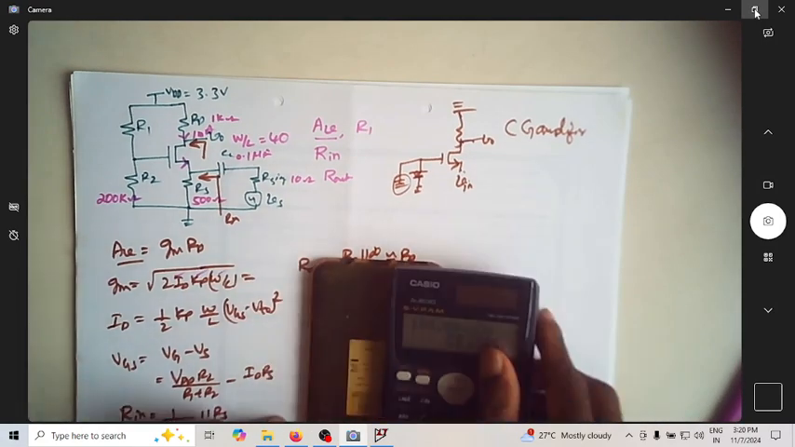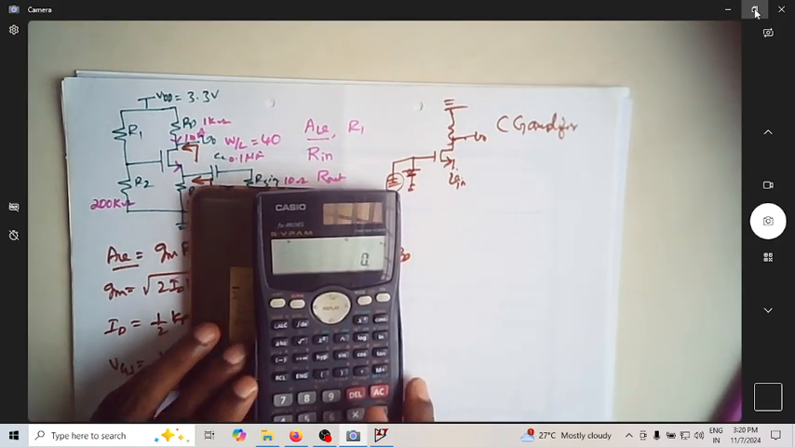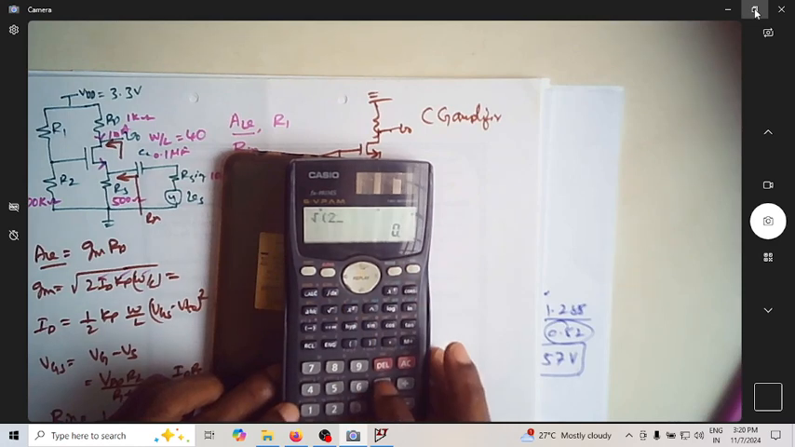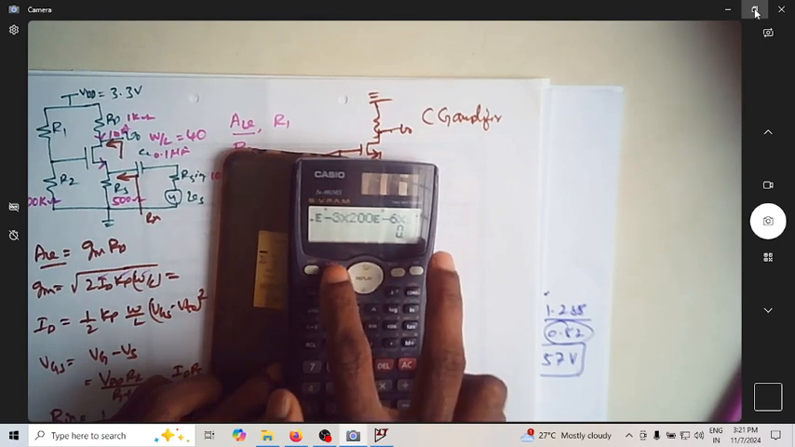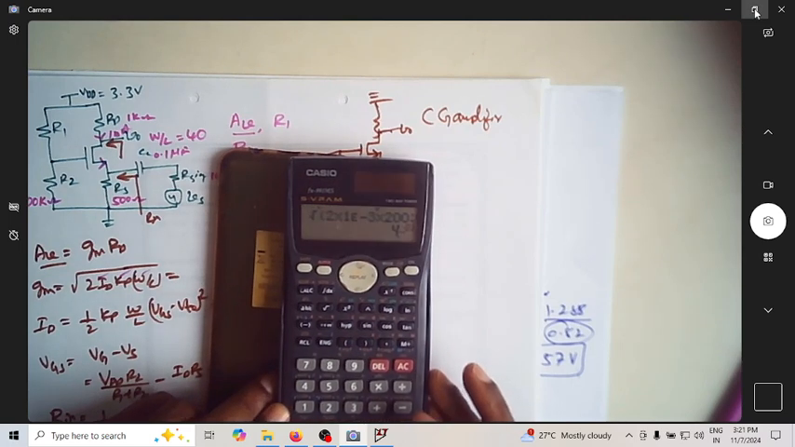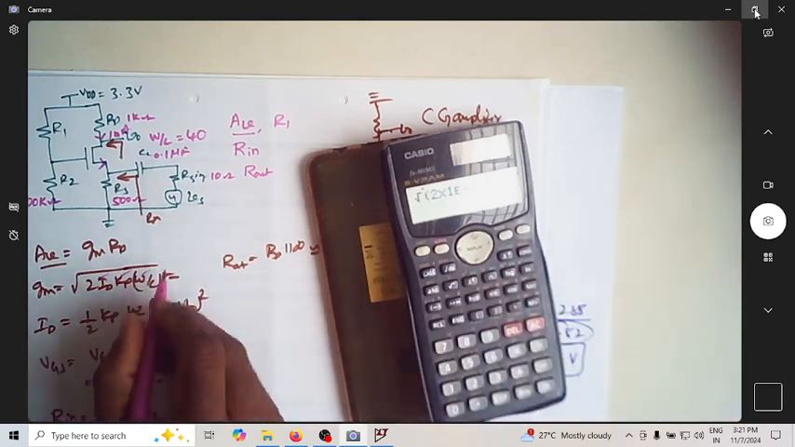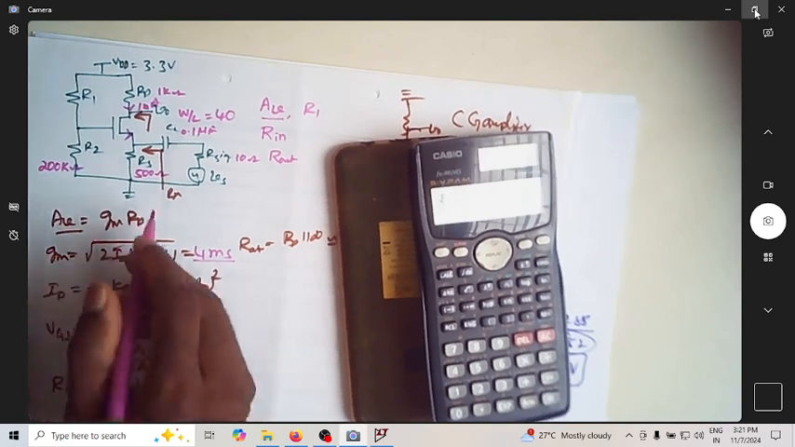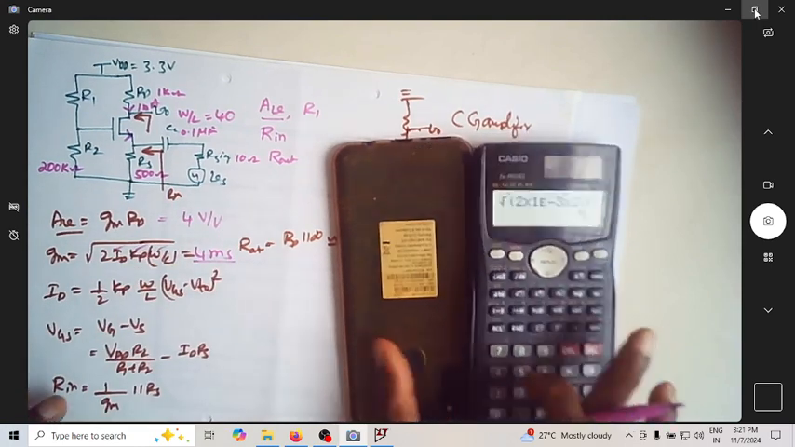So what is gm? gm is the square root of 2 into 1e-3 into 200e-6 into 40, and it is actually 4 millisiemens. Since we know this is 4 millisiemens, and RD is equal to 1K, the gain becomes 4 volt per volt. This is the gain of the amplifier.